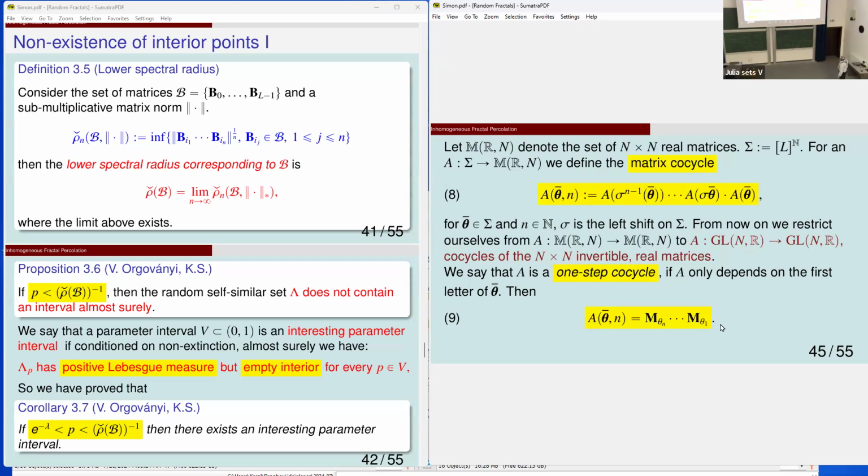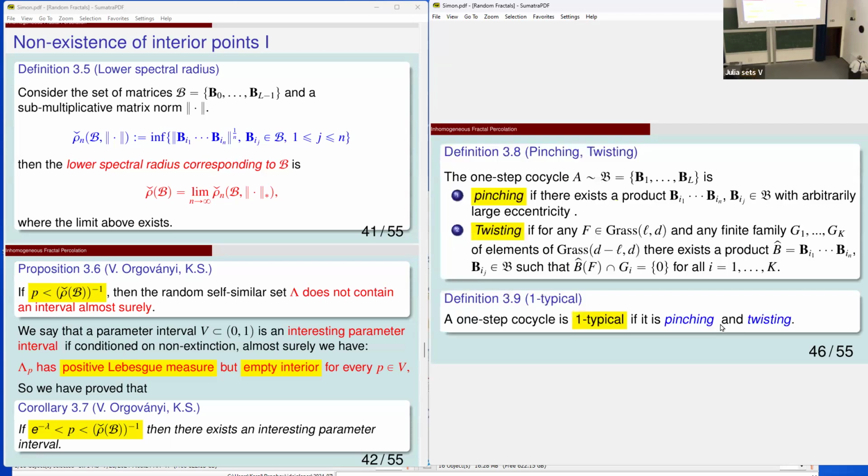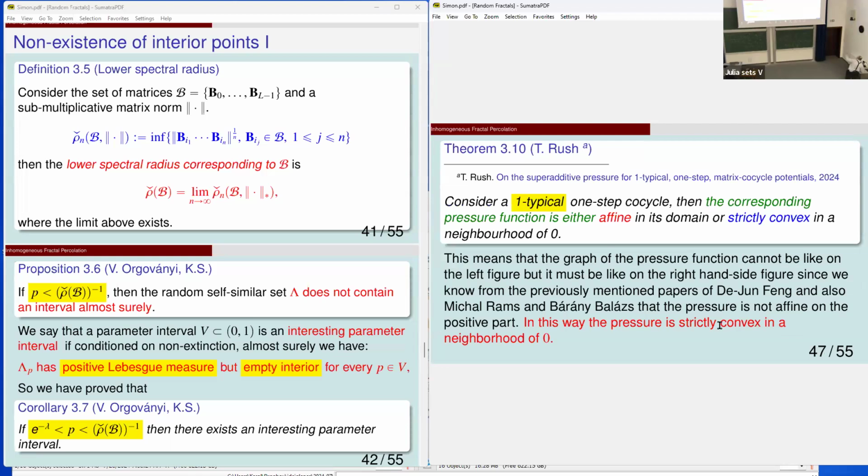Matrix cocycles, and actually one-step matrix cocycles, are basically this kind of products. I'm sorry, I cannot say much more. And then there are 2 technical conditions, pinching and twisting. I have 5 or 6 minutes. I cannot really say what they are. They are technical conditions related to the matrix cocycles, and if both of them hold, then we call it pinching and twisting. It is a technical condition that we checked in all the cases I will mention.